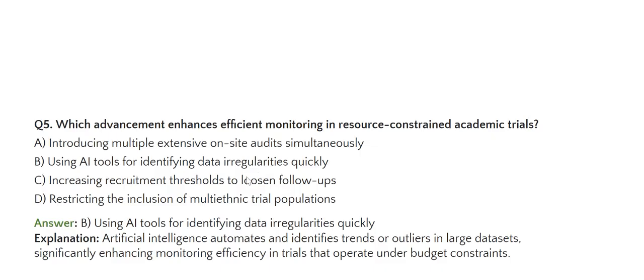B is the answer, as artificial intelligence, AI, automates and identifies trends or outliers in large data sets, significantly enhancing monitoring efficiency in trials that operate under budget constraints.